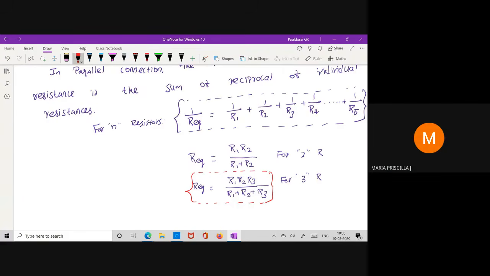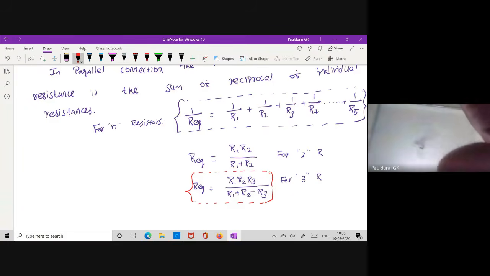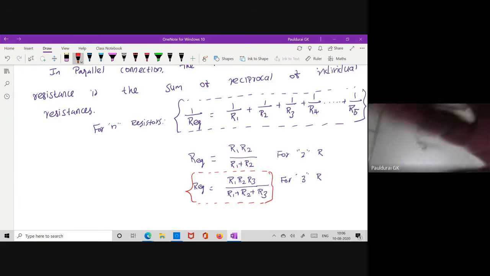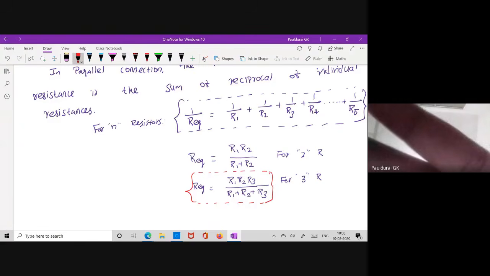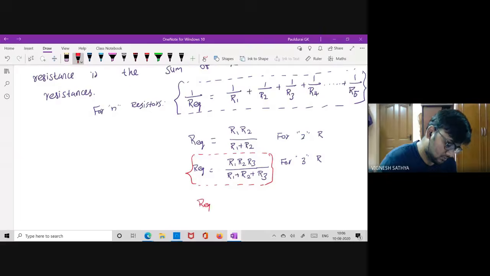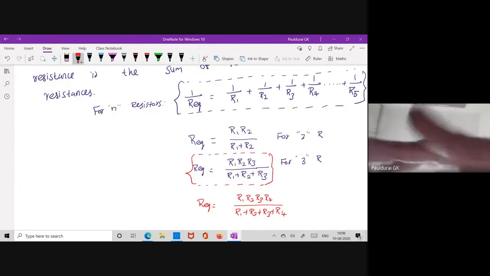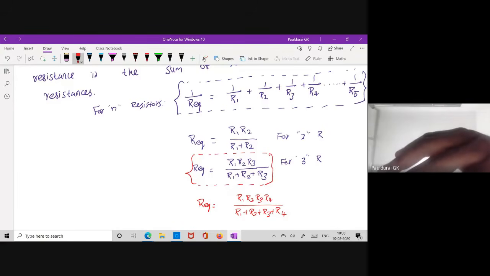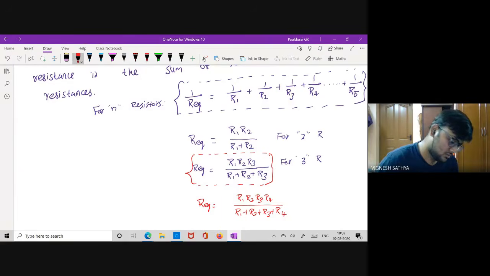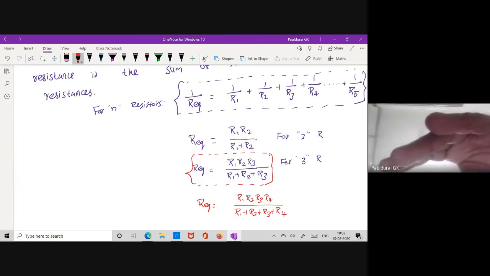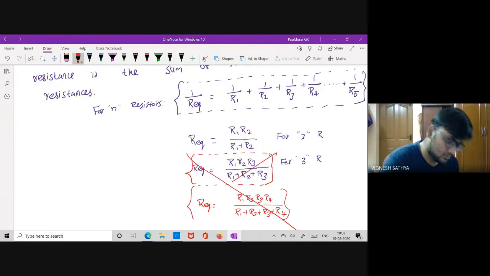I'm going to stop. That's it. This is my final question for this class. Connect three resistors in parallel. Is this formula correct? Similarly, for four resistors, what will come? R1 R2 R3 R4 divided by R1 plus R2 plus R3. If anyone has any objection, you can let me know. You can unmute your mic and speak. I also used to think like this when I studied. Actually, I want to say that both formulas are wrong. Why?